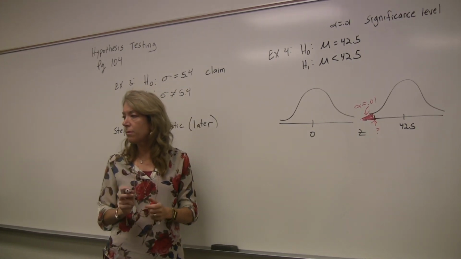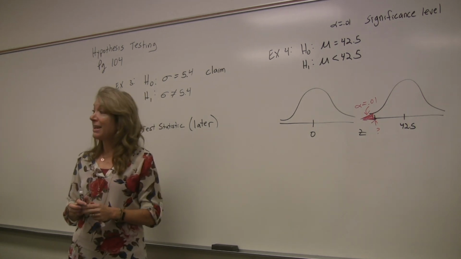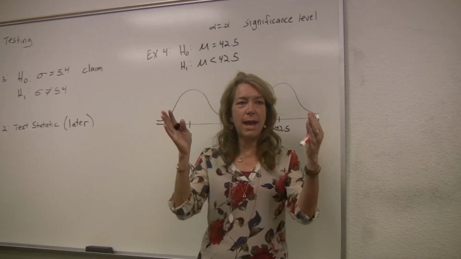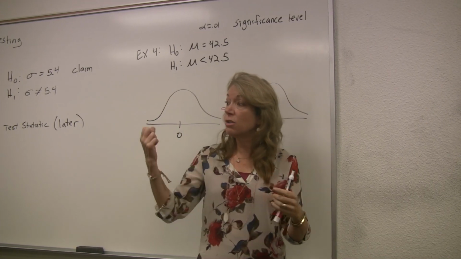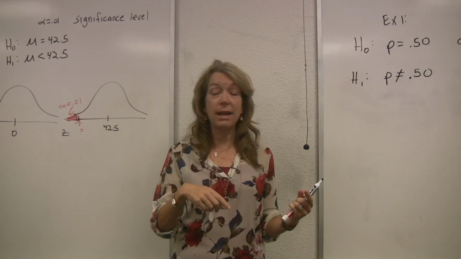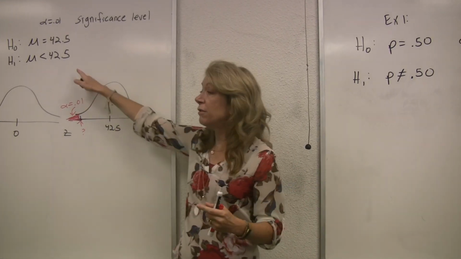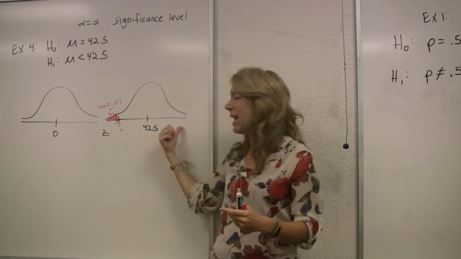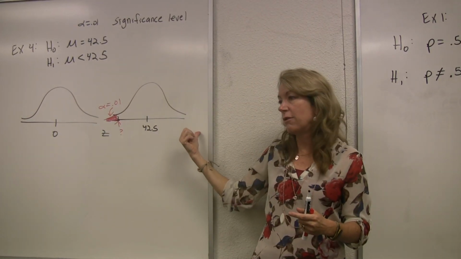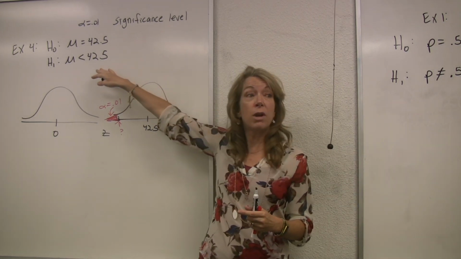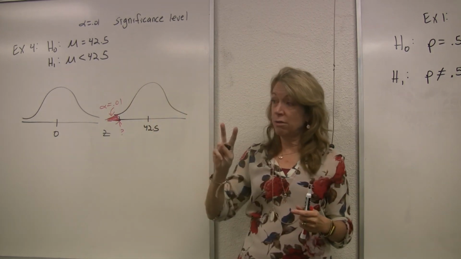Yes, ma'am. I thought alpha was like both tails. Ah, yes. So in confidence intervals, alpha was always these 2 tails because we had this percentage that was in the middle. So what we're going to learn now is we have 1-tailed tests and 2-tailed tests. In this case, if you want to prove that this is true, the only way you could do it is to be to the left. You couldn't be way out here higher than that. That wouldn't support your 42.5 claim. So based on your H1, you might have 1 tail or 2 tails.